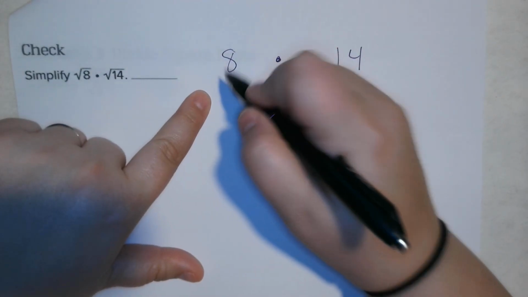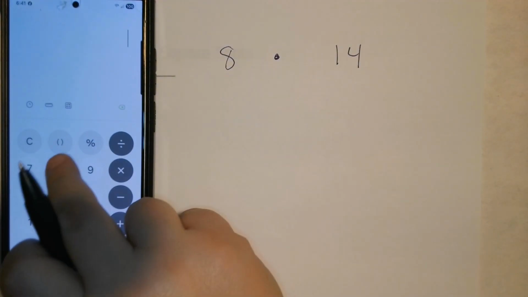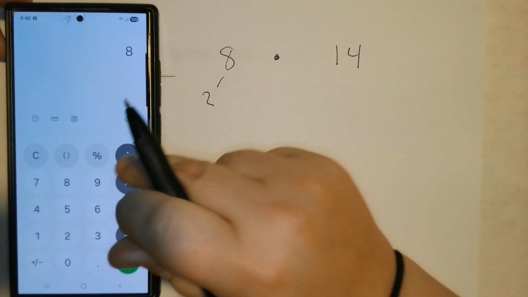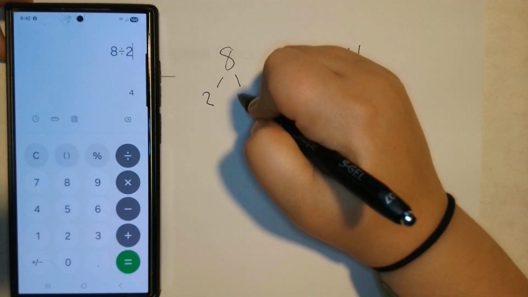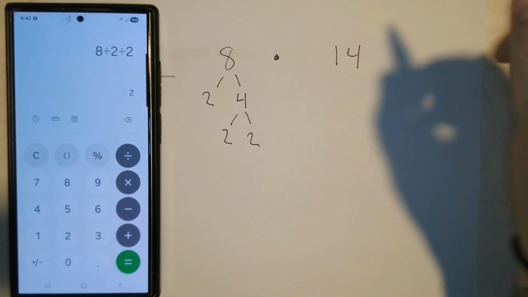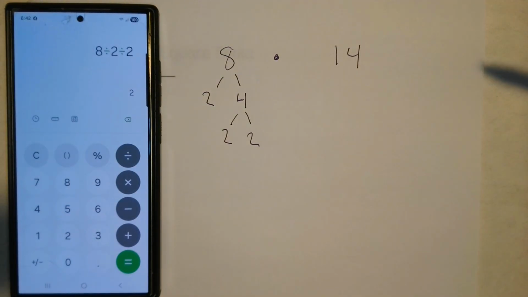Okay? So let me start with my 8. Get your calculator if you need it. We got 8 on my calculator. It's even, so I'm going to divide by 2. That gives me 4. 4 is even, so I'm going to divide by 2, which gets me 2 and 2. I'm done. Nothing else to divide.